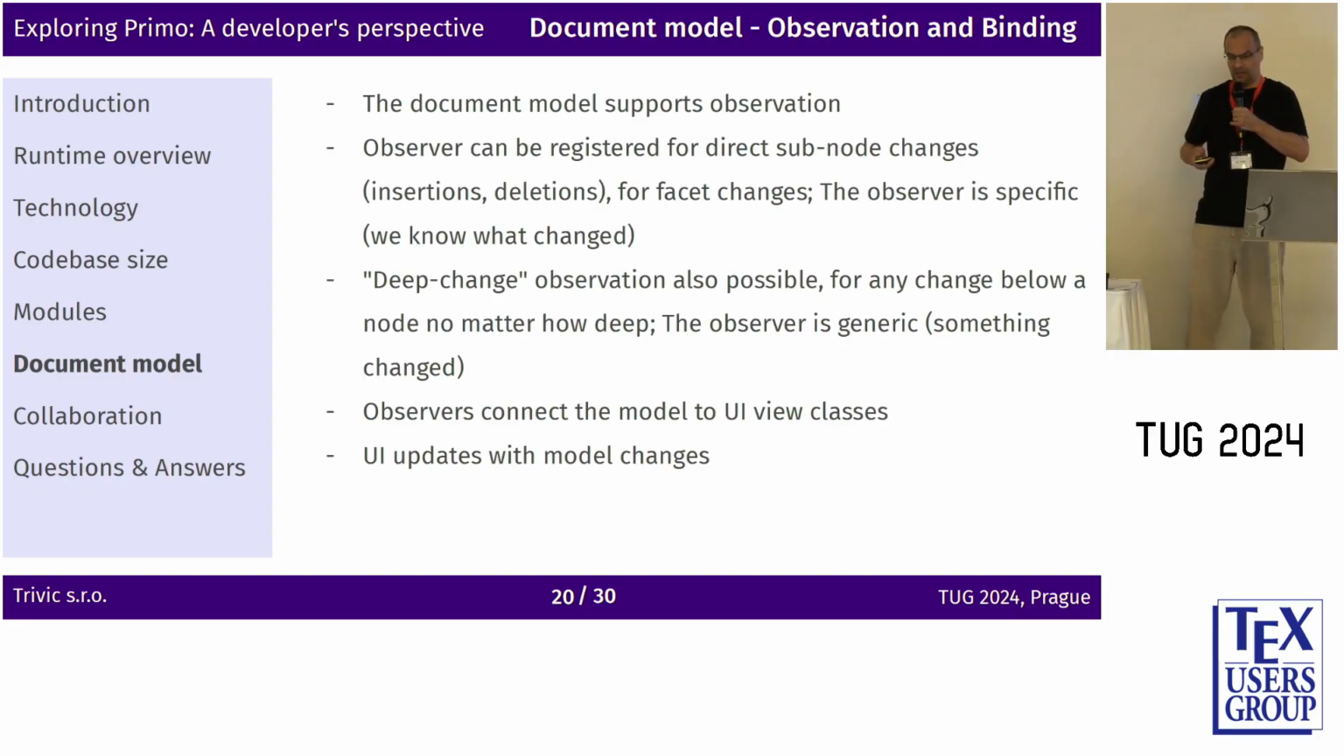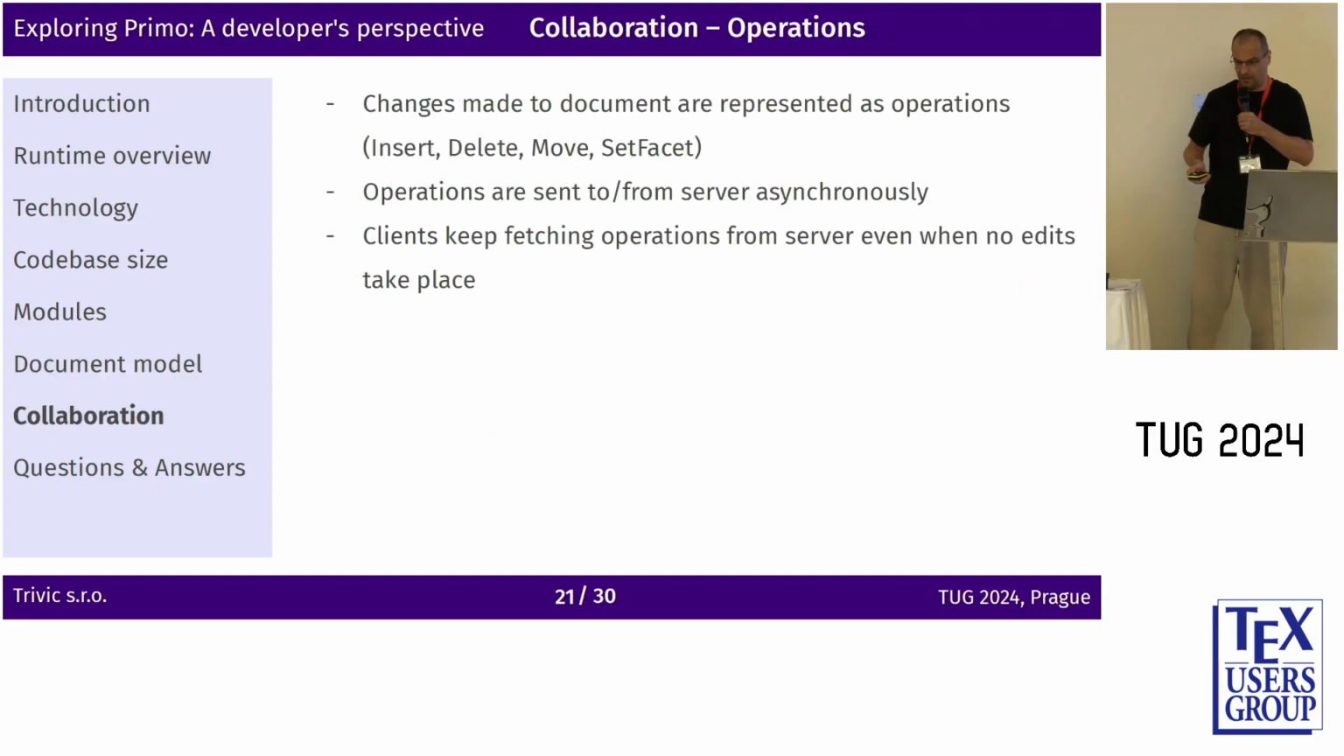Important is to have in mind that now we have the data model and we have the user interface, and as soon as the data model changes, the user interface is updated. This is done through the observers. So there is nothing else about it. But important is to know: document changes, UI updated.